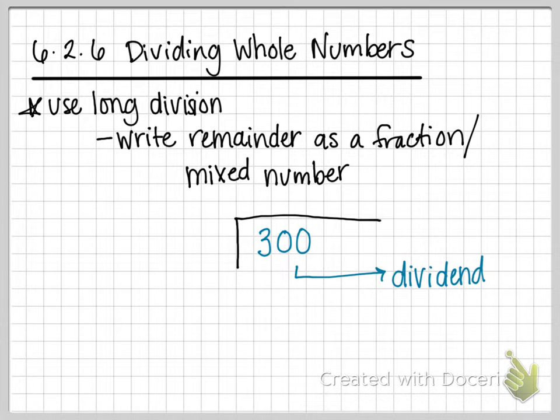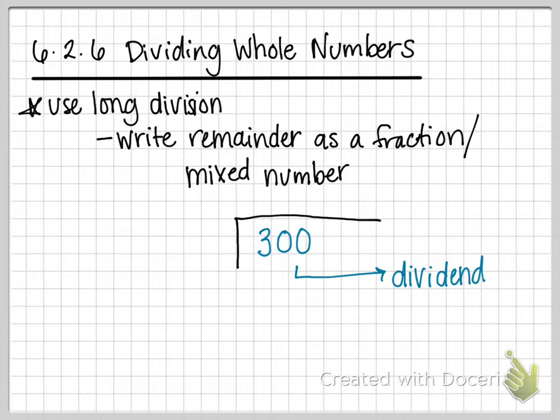This is my long division sign. This is my little long division bar. The number that is inside the division bar, so inside the long division, the bigger number that's being divided by something is called the dividend.